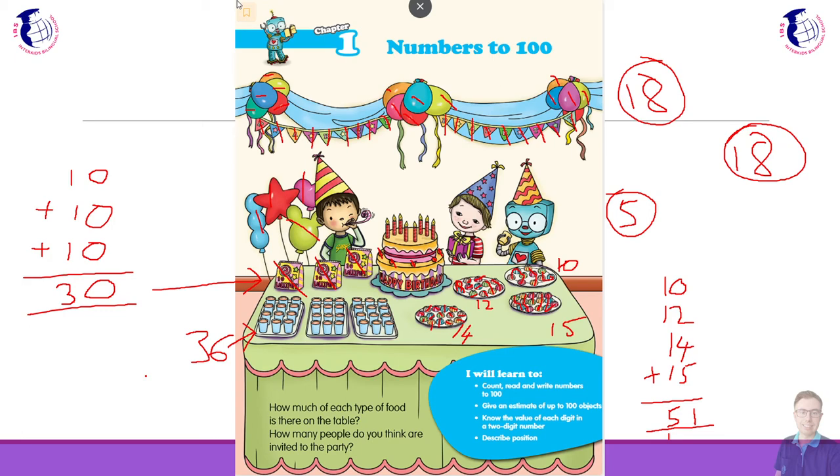Any ideas? So maybe we could count the drinks, which we've already done, and there were 36 drinks. So maybe there's 1 drink for each person, in which case we would have 36 people at the party. Or maybe there's 1 lollipop for each person, so there'd be 30 people at the party. Those could be some ideas, but we don't know how many people will be at the party, but those could be some guesses based on the information we do have.